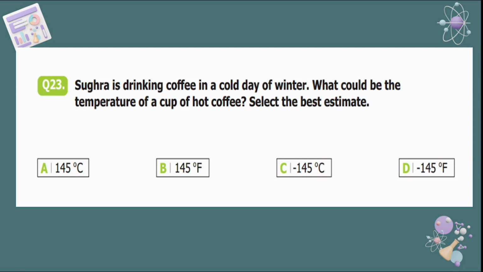Now look at option A and B. Option A is 145 degrees Celsius, and we know that water boils at 100 degrees Celsius. So 145 degrees Celsius is not an option for the temperature of the hot cup of coffee. So option B will be the suitable temperature here, that is 145 degrees Fahrenheit. We can refer to the fact that the body temperature of a human being is 98 degrees Fahrenheit. So it is possible that the temperature of the cup of coffee is 145 degrees Fahrenheit. So option B is the correct option here.